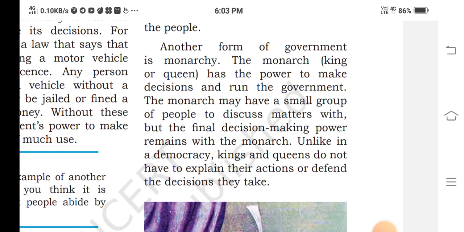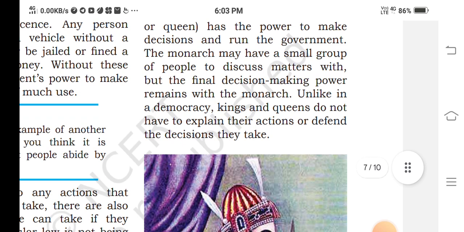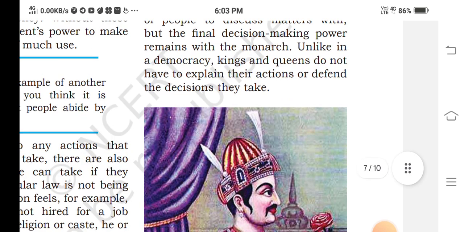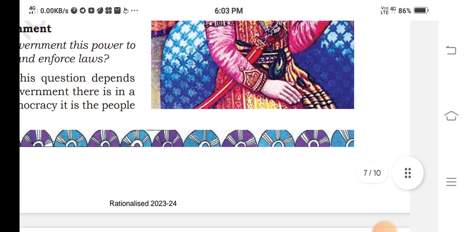Another form of government is a monarchy. The monarch, a king or queen, has the power to make decisions and run the government. The monarch may have a small group of people to discuss matters with, but the final decision making power remains with the monarch. Unlike in a democracy, kings and queens do not have to explain their actions or defend the decisions they take.